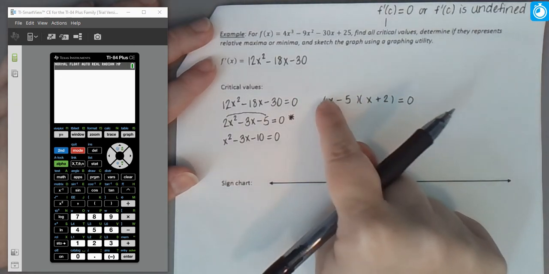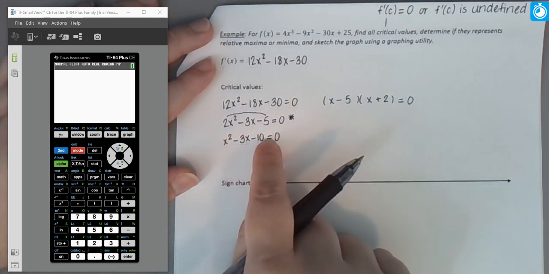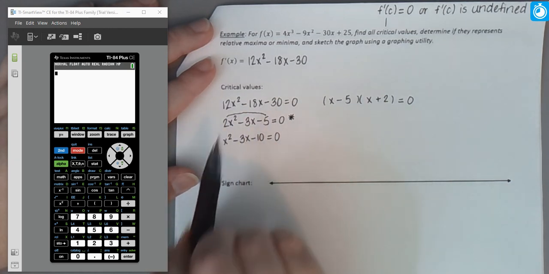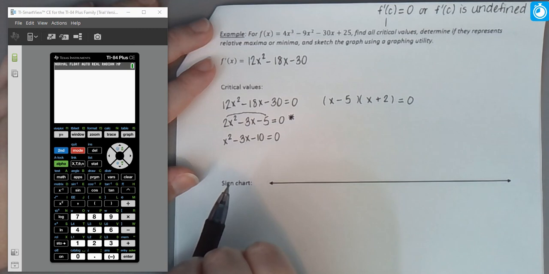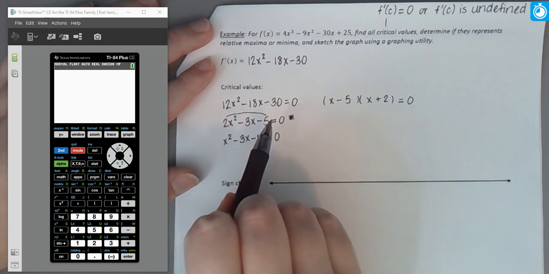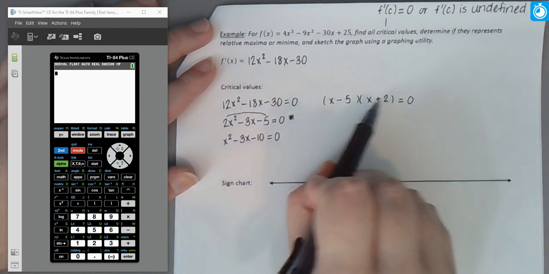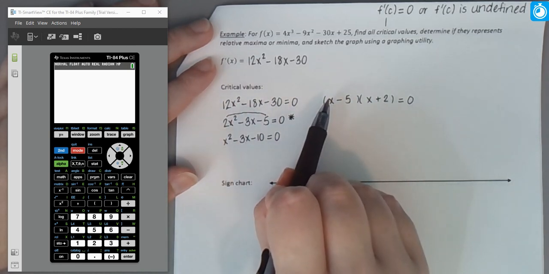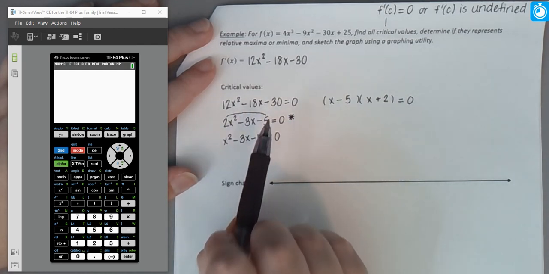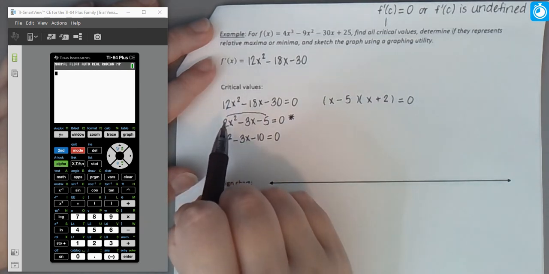Now, keep in mind, if you redistribute this, if you FOIL this, you get back to this quadratic trinomial, not the actual one we were factoring at the beginning. Well, why is that? Well, remember, we changed this polynomial into a simpler form in order to simplify our factoring. But we have to undo the change we made in order to put our problem back where it needs to be. So what did I do to make this change?